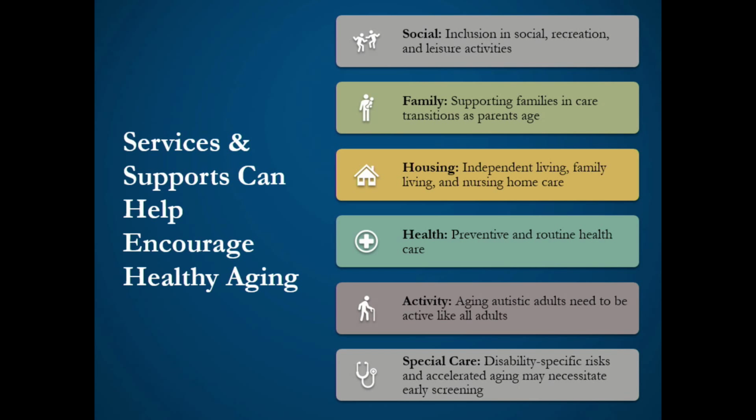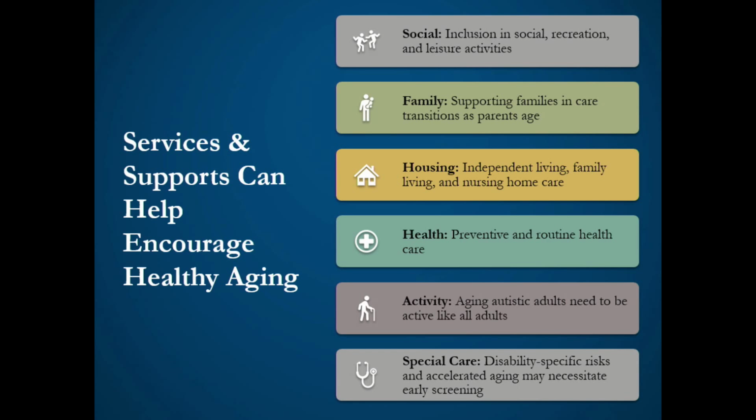So we need to be working on social inclusion, we need to support families, we need to help people transition from different independent living environments, so the transition from living with families to independent living when parents get older, and then potentially to moving to a nursing home near the end of life when somebody may require more complex care. So we need to work on supporting people in those transitions throughout life.